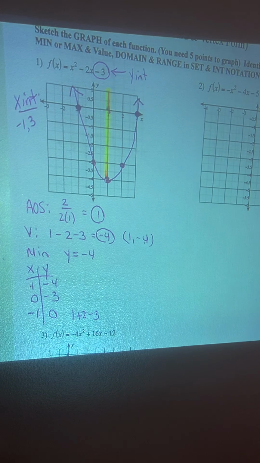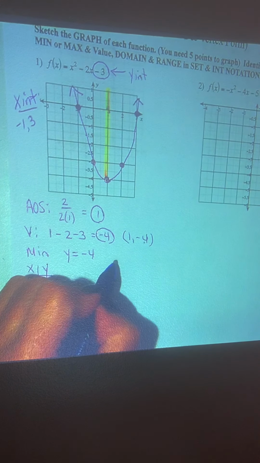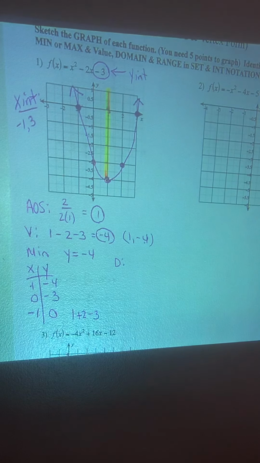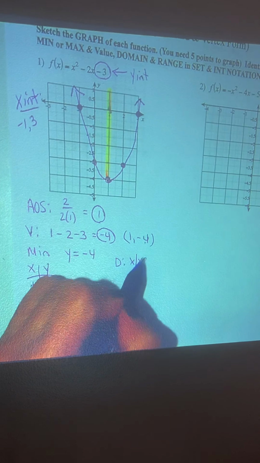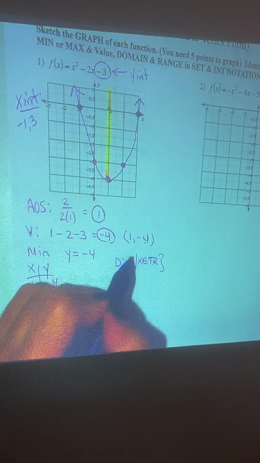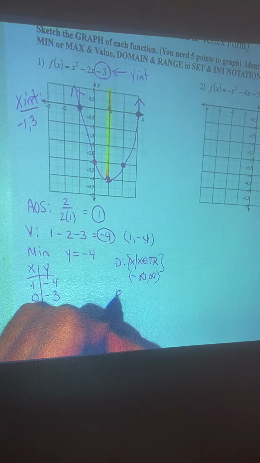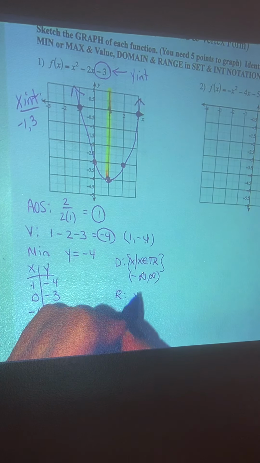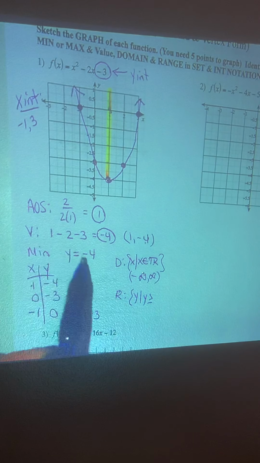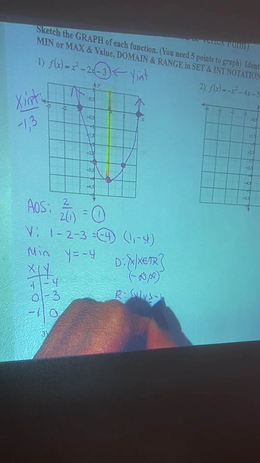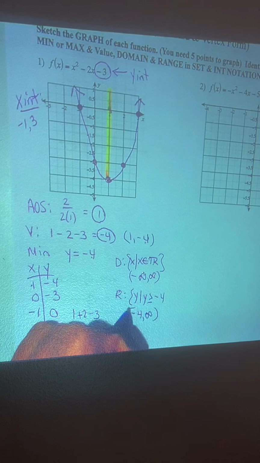All right, last thing we need to find is set and interval notation. Okay, so the domain, yes we can, domain is all real numbers. That's set, interval, negative infinity, positive infinity. And then the range, y is such that y is, because it's going up, greater than or equal to y by the vertex, negative 4, and then negative 4 comma infinity.